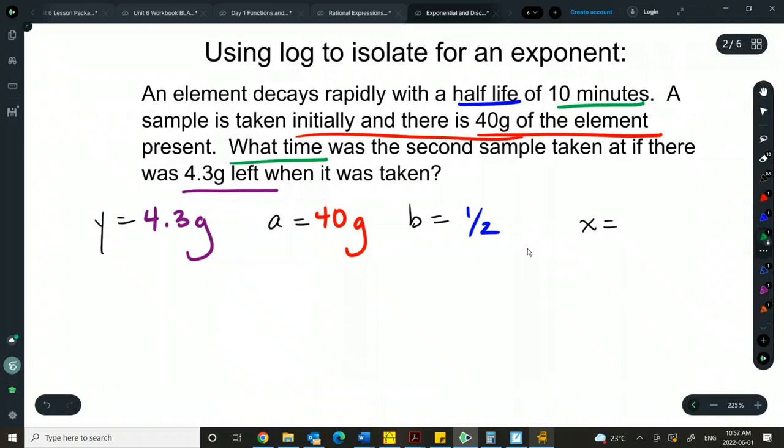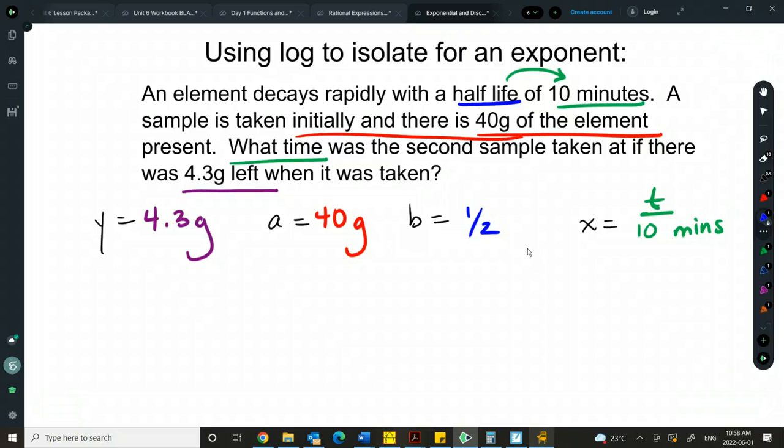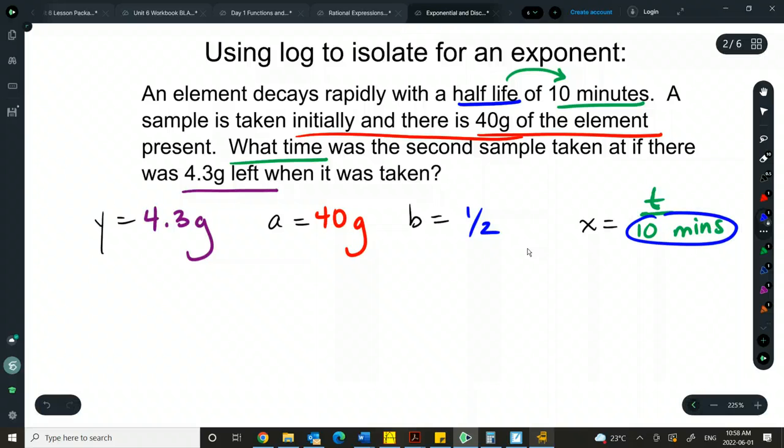X has 2 parts, total time, which we don't know how much time has passed from the initial sample to the future sample, so I'll put T. And half-life period, or growth or decay period. In this case, half-life takes 10 minutes, so this will be 10 minutes. I should expect at the end that I will get out my time in minutes because this is entered in minutes. If I wanted my time out in seconds, I could change 10 minutes into seconds, and then I'll get my answer out in seconds. Okay, so let's plug into that same formula again.